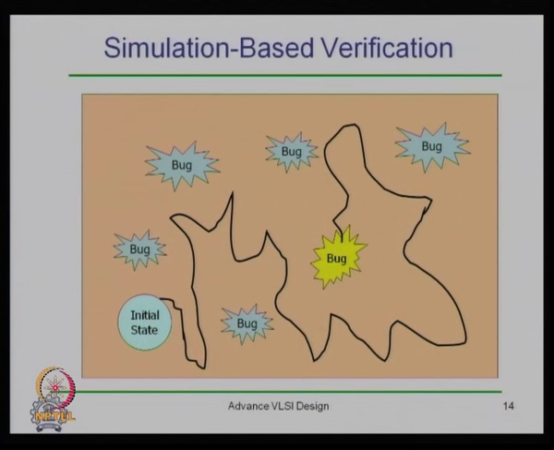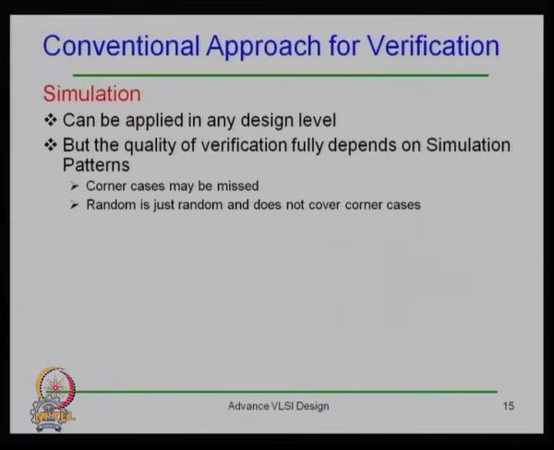Now, as I said, most of the time we pick up some random values, and then we simulate for those random values, and then we top this up with some of the corner cases. So again, these random values are random, and this doesn't cover all the corner cases, and we cannot visualize all the corner cases. The problem with simulation based verification is the simulation speed.